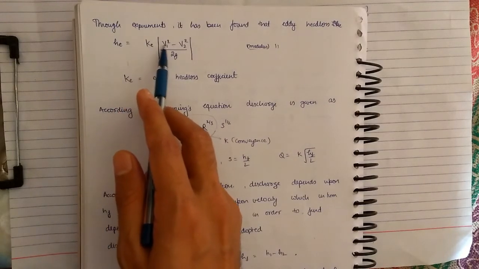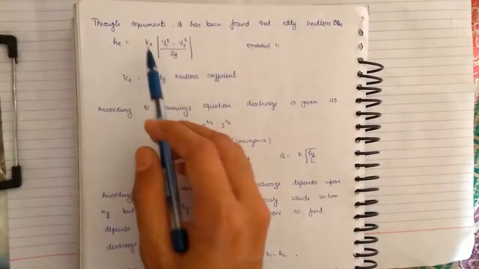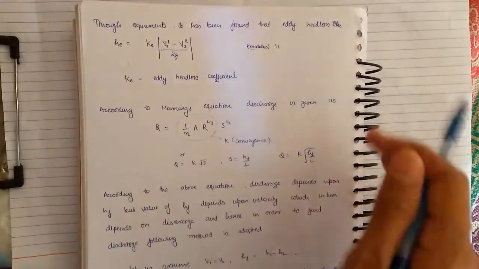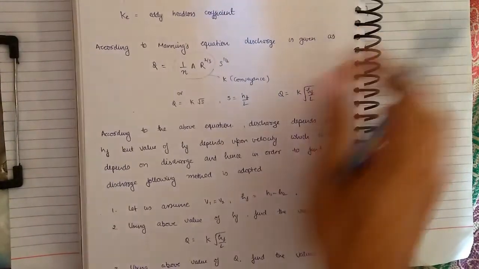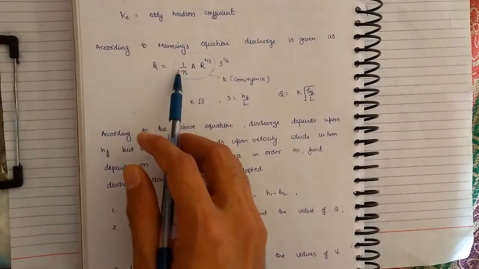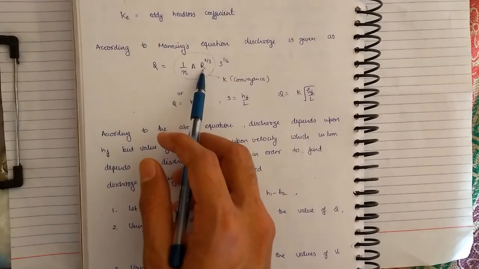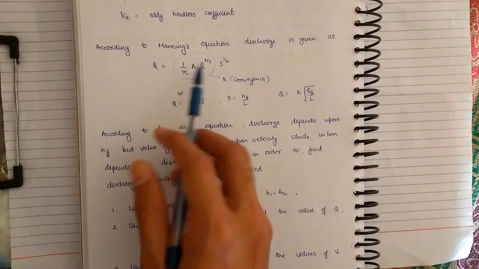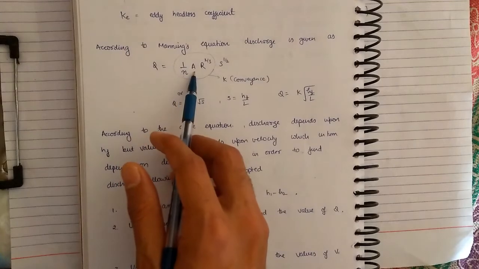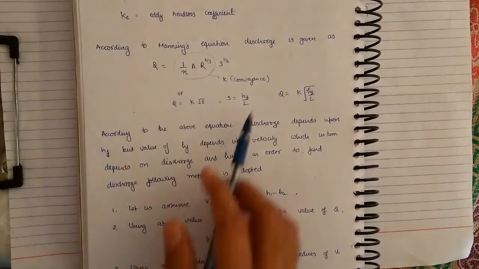Eddy head loss is given by this equation, Ke mod of V1 square minus V2 square by 2g, where Ke is the eddy head loss coefficient. And discharge is given by Manning's equation, Q equals 1 upon n, A R raised to power 2 by 3, which is conveyance, times square root of S, where S is slope, and slope is equal to hf by L.